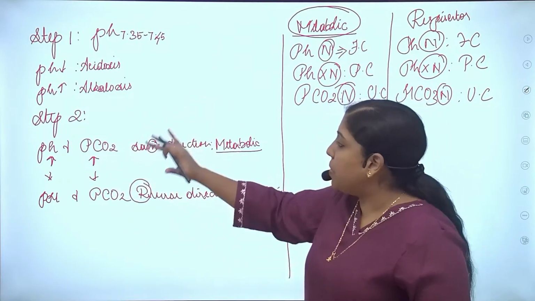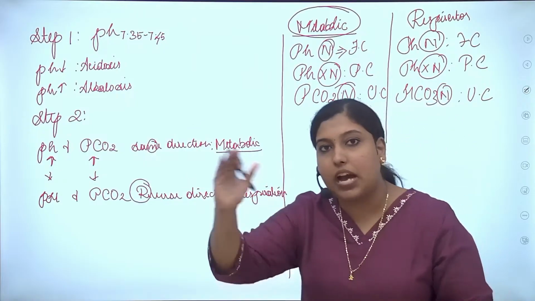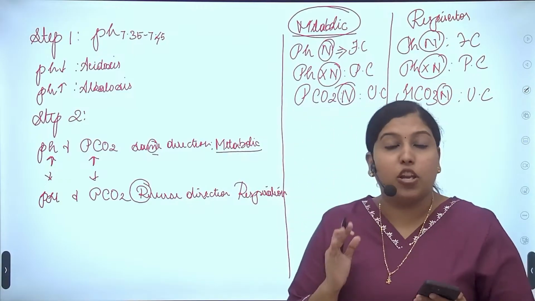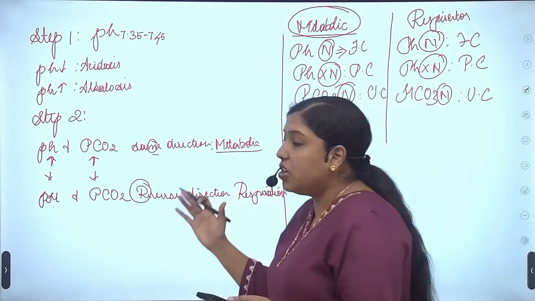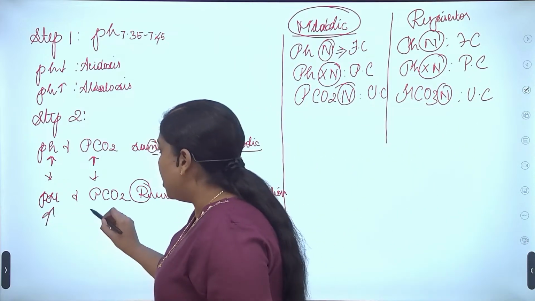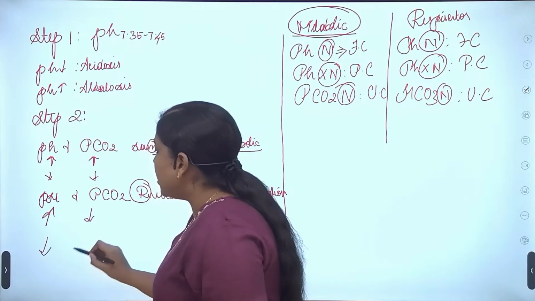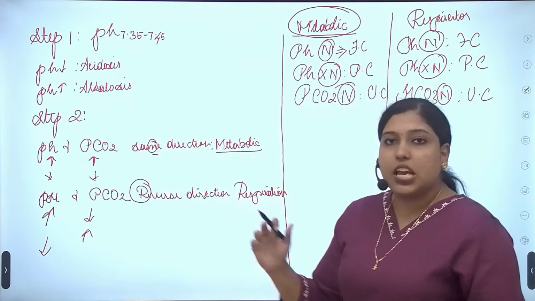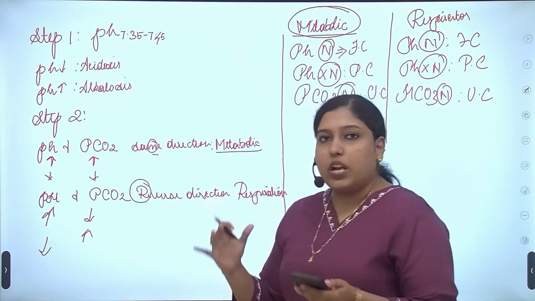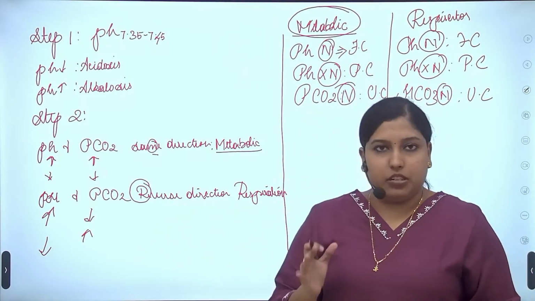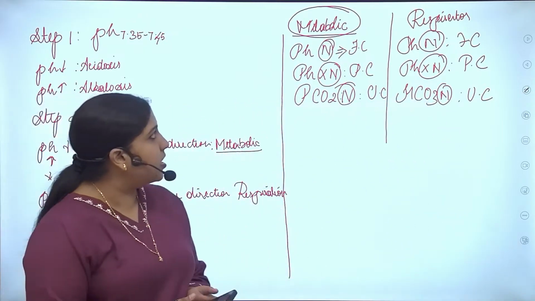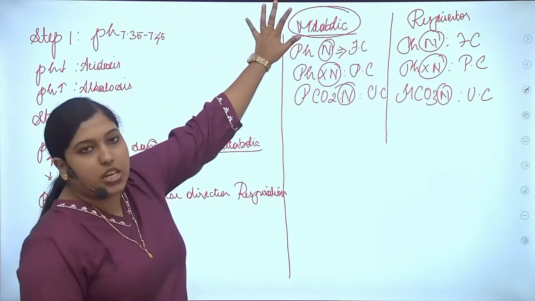When pH and PaCO2 are going in the same direction, you have M in same, it is a metabolic problem. When the pH and PaCO2 are going in reverse direction, when the pH is increasing, PaCO2 is decreasing, when the pH is decreasing, PaCO2 is increasing, in this case, if it is going in a reverse direction, then the problem is a respiratory problem that you're going to identify, right?